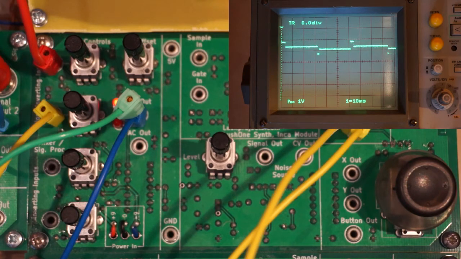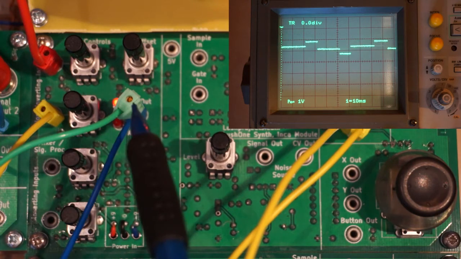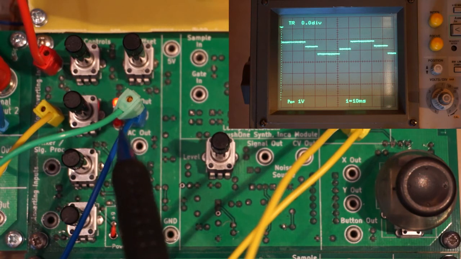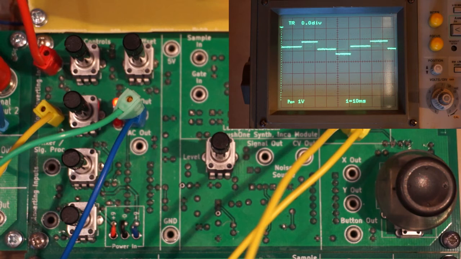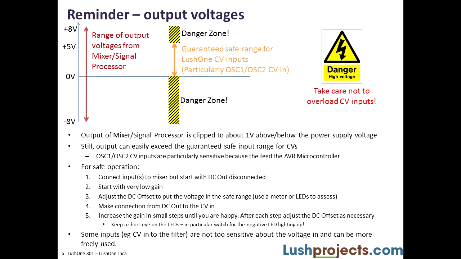caused by the combination of the square waves, and there's more explanation as to what's going on there in the slides. We're taking the DC output of the mixer and feeding it through into the control voltage input of oscillator 1 on the LushOne bass, and we've set oscillator 1 to run in a control voltage control mode.